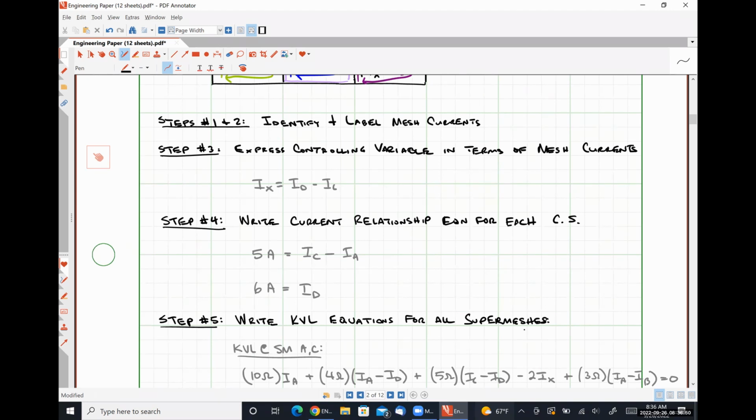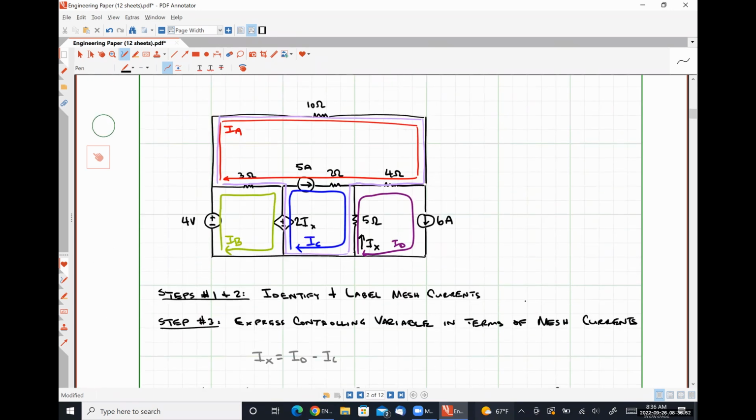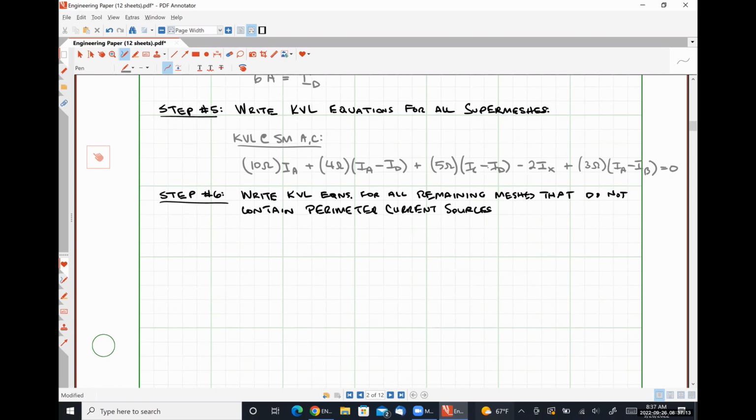Okay? So the only mesh that we don't have an equation for is mesh current IB. So somebody tell me what that equation is going to look like. So minus 4 volts. Let me scroll down here. KVL, sorry.